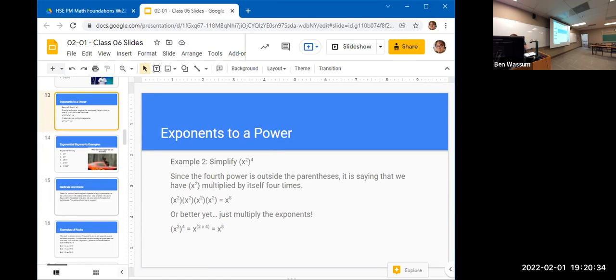So what do you do if you have a number with an exponent, or in this case, in my example, I just have x. You have something to an exponent and that thing's to an exponent. So you end up looking at it as x squared to the 4th power. Just think of that x squared as being a thing. We're saying we have that thing multiplied by itself 4 times. So you look at the outside one first. So you have x squared multiplied onto itself 4 times.